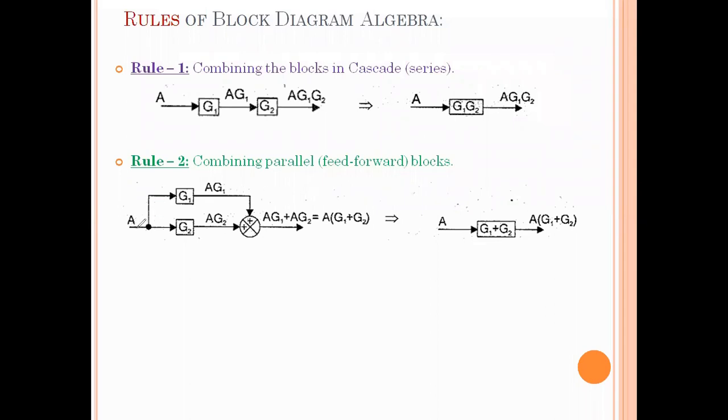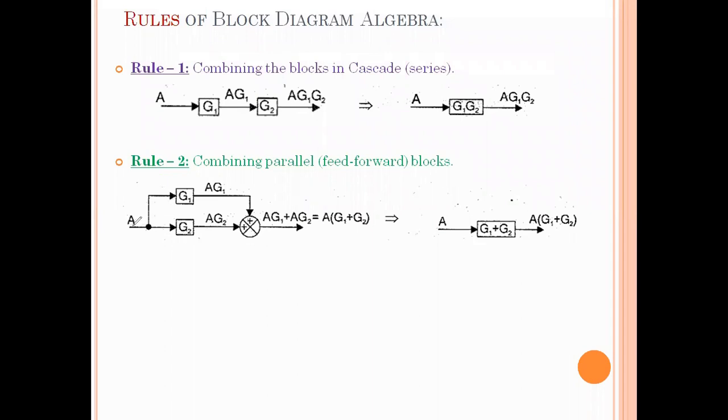You can see here the input A is given to block G2, and the same input is given to block G1 also using the branch point. So the signal flow will be from left to right only. In both cases, the signal flow is from left to right only. That means both the signal directions are the same, which means these two are feed forward connections or simply parallel blocks. Now, how can we replace this entire block diagram with a simple block diagram? How can we reduce it?